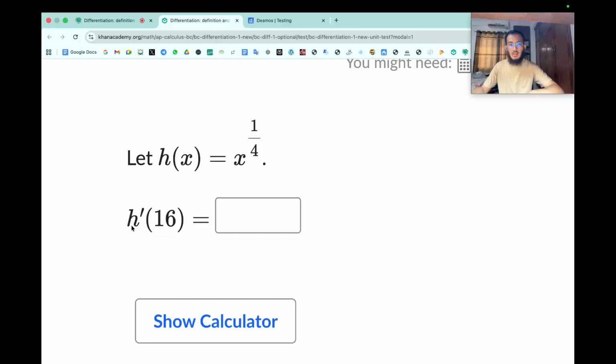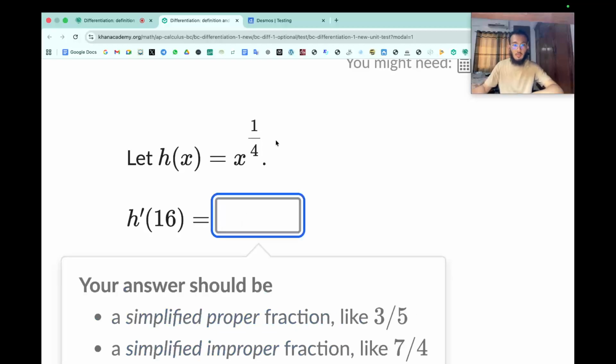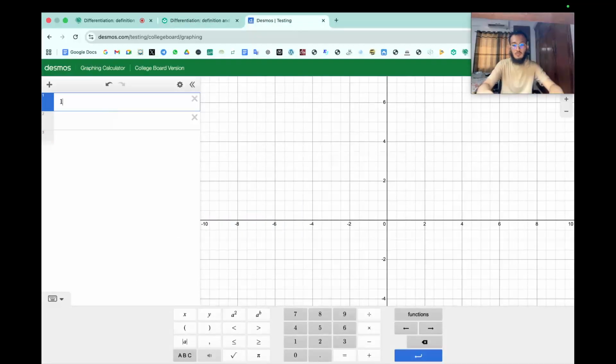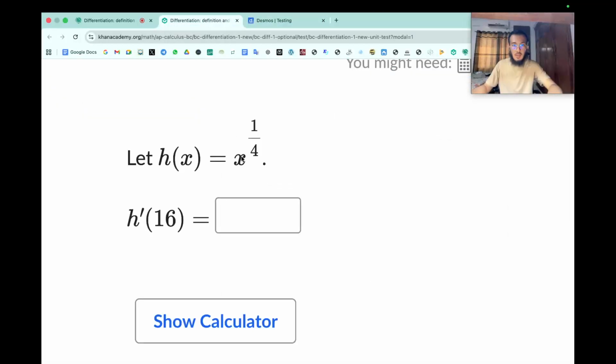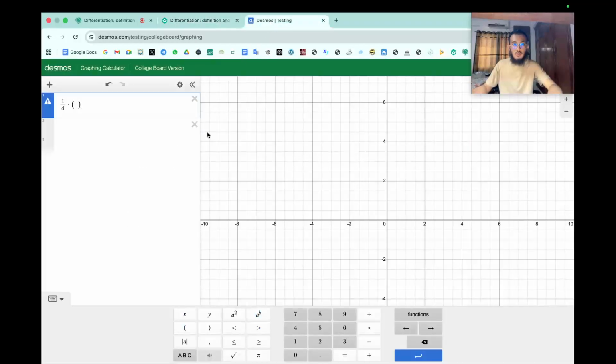What is the value of h prime of 16? Well, again, we first find the differentiated value, so it's 1 by 4 multiplied by x, and we reduce the power by 1, so 1 by 4 minus 1. This is the differentiated value.